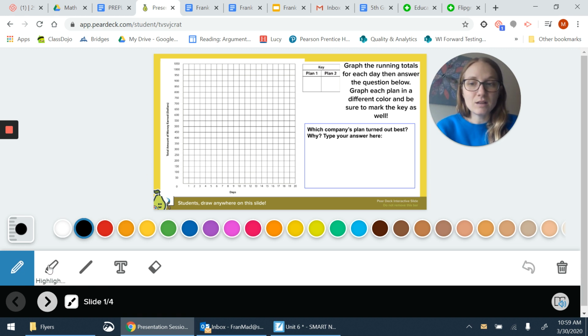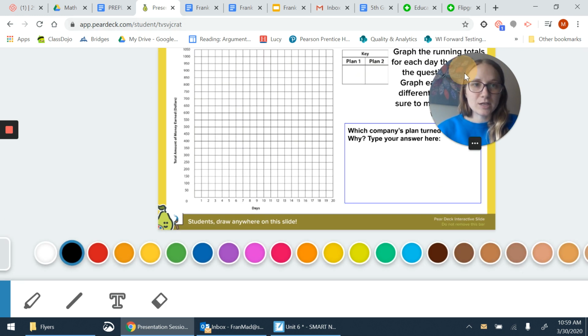Here I have a pencil, a highlighter, a straight line, text, and an eraser. And then for each of these options, you can choose which color you'd like it to be in, okay? This sizer is going to be important because when we are putting our dots on the graph or on the grid, you will see that you're going to want it down at the bottom to graph some of these points, okay? So I'm just going to zoom in so you can see a little bit better.